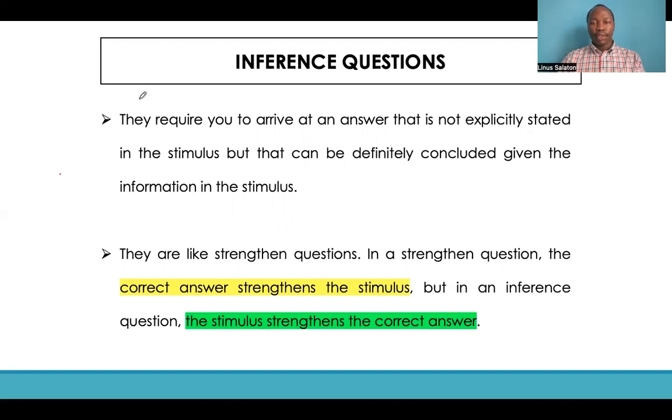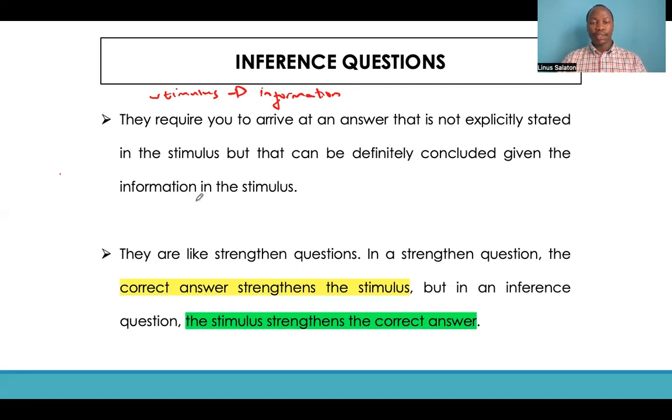In most inference questions, you'll be given a stimulus that contains some information. Now, the GMAT exam would require you to understand the information that is provided, and from it, you are required to arrive at a conclusion. The correct conclusion to this stimulus is usually one of the 5 answer choices that are provided.